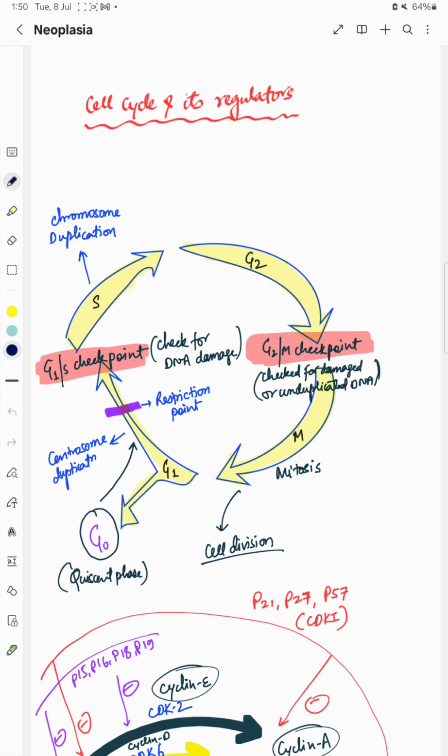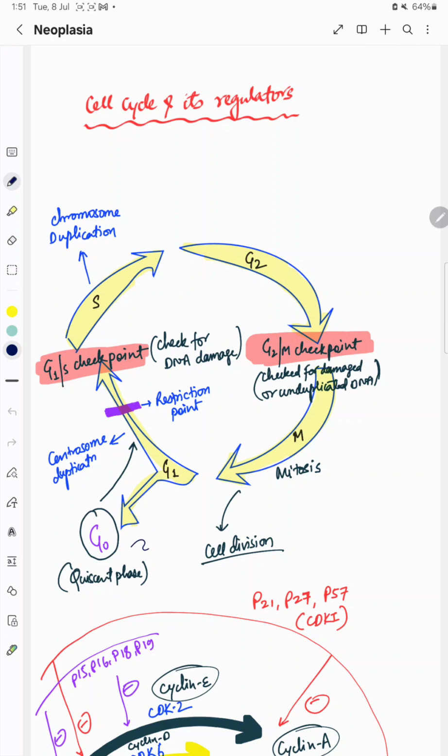Now we will briefly discuss the cell cycle and its regulators, as this is very important to understand what are the factors that affect the cell cycle and what are the factors that promote cell proliferation. The cell cycle has mainly four phases: G1, S phase, G2 phase and M phase. Normally, a cell is present in a quiescent stage known as the G0 phase.